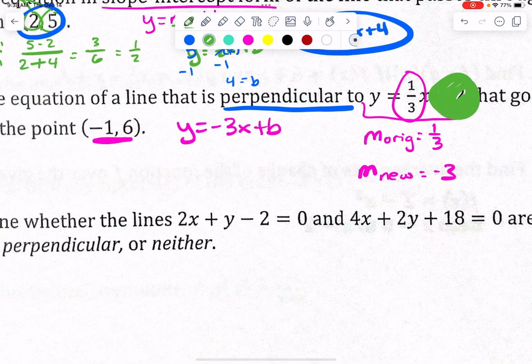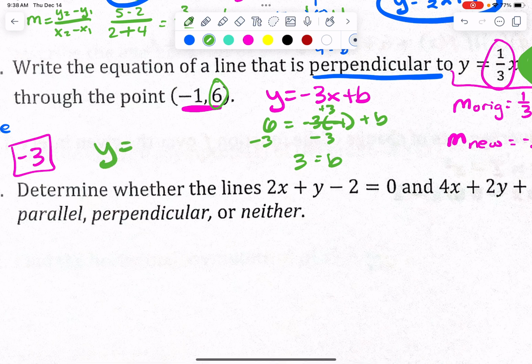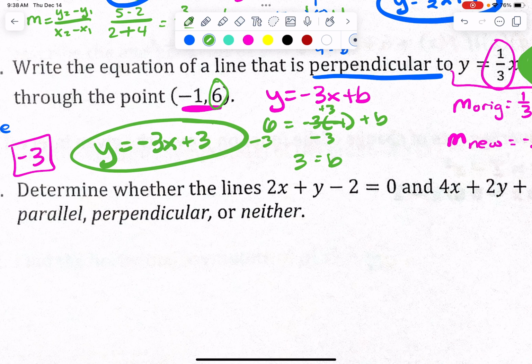-2 over here gets thrown into a hole, and we don't use him ever. That b value does not get used at all. 6 is my y coordinate. -1 is my x coordinate. So this becomes +3, and I'm going to subtract 3 to get him to the other side. So b is 3, and then I'm going to throw it all together. So I have y equals -3x plus 3, and that is my line that is perpendicular to that one.